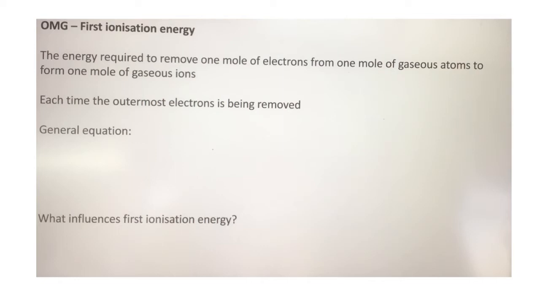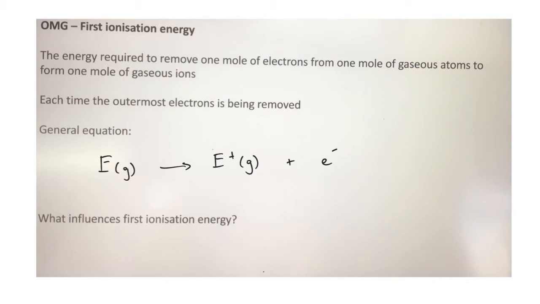And our general equation, if I was going to take a general element, so I'm just going to say E, is E gas, turns into a positively charged ion because it's being subjected to an electron being taken away from it. Now, our energies are different for every element for first ionisation energy. So let's talk about what influences it.